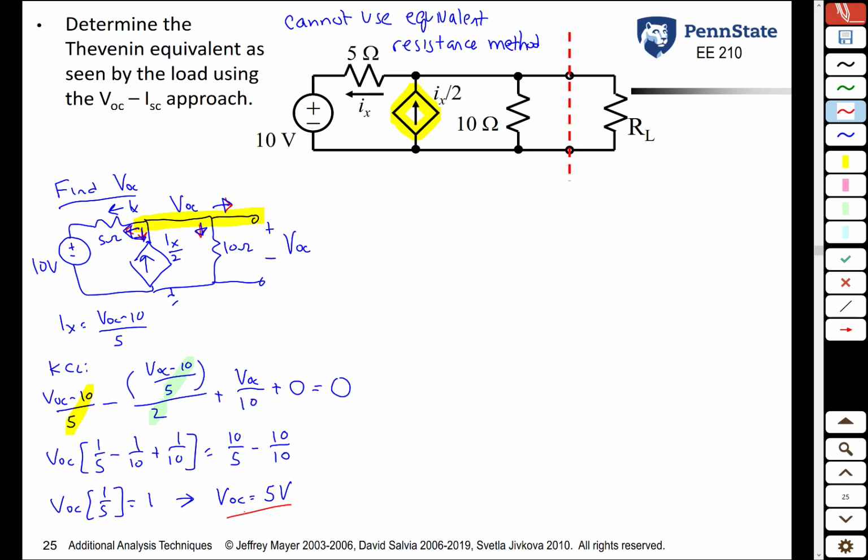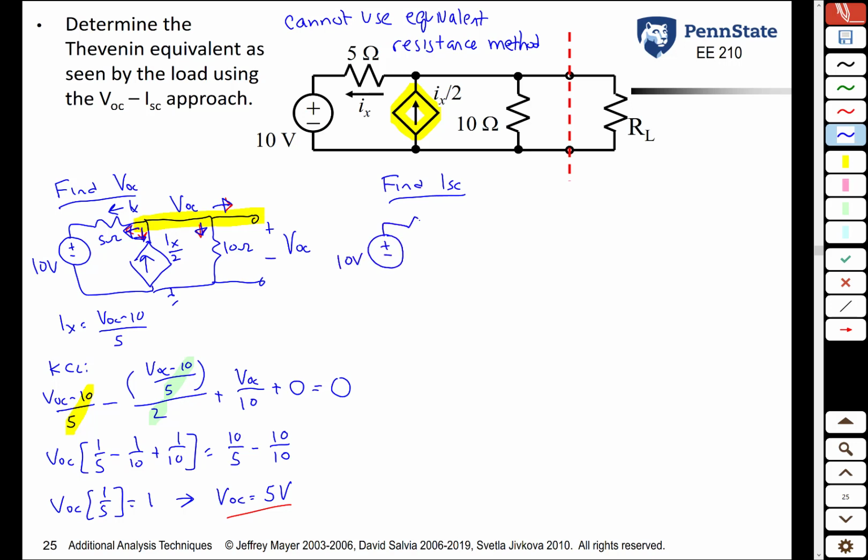We set that aside. Now, we cannot find our Thevenin directly. We cannot set the voltage source equal to 0 and the current source equal to 0 because the current source is a dependent source. Instead, we now need to find ISC. How do you find ISC? You take the same circuit, but now you short circuit the terminals together and find the current.